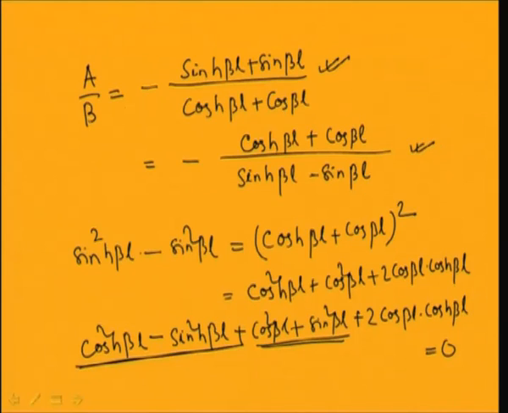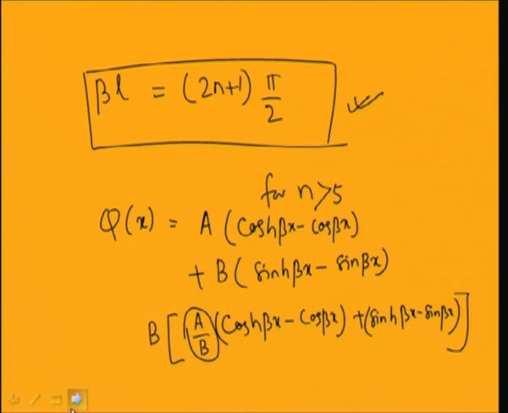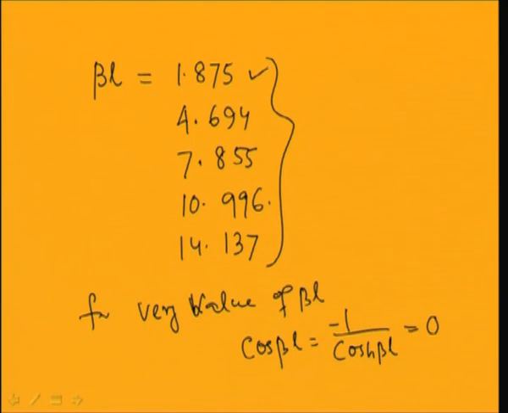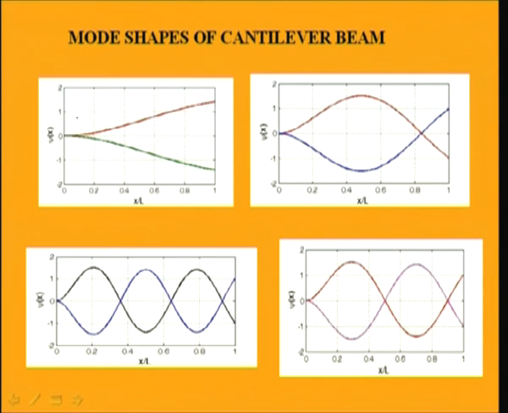A by b already we have found, this is equal to (sinh beta L plus sin beta L) by (cosh beta L plus cos beta L). Either you can substitute a by b equal to this or this expression, and for different modes, that is for the first mode, you can have the value of beta L equal to 1.875 and you can obtain the response. So, the mode shapes are plotted. You can see these are the mode shapes for 4 different modes.